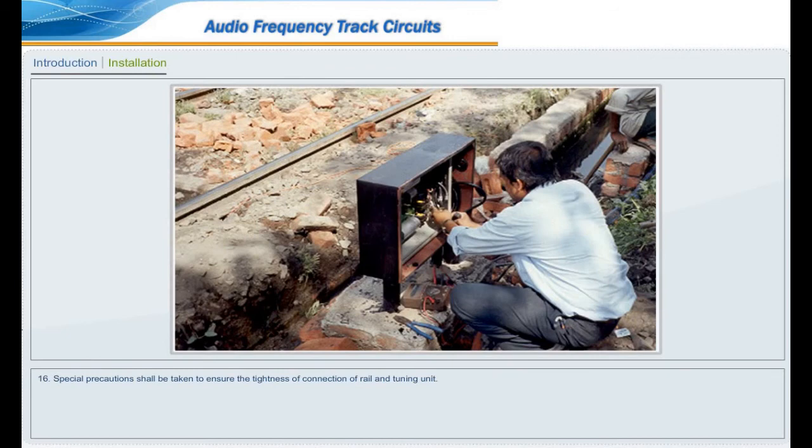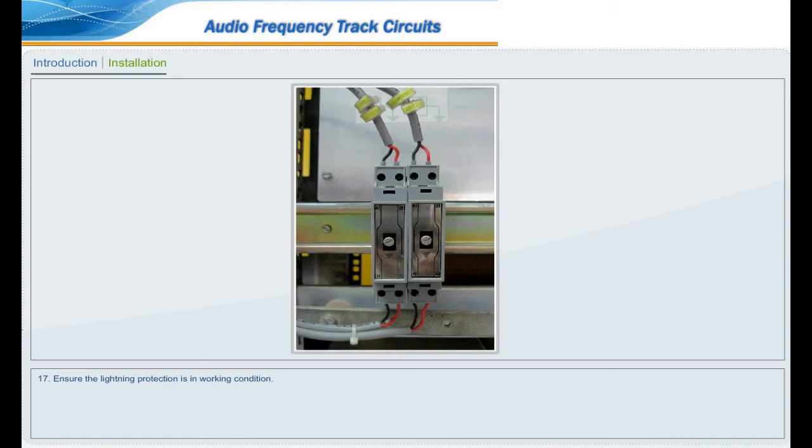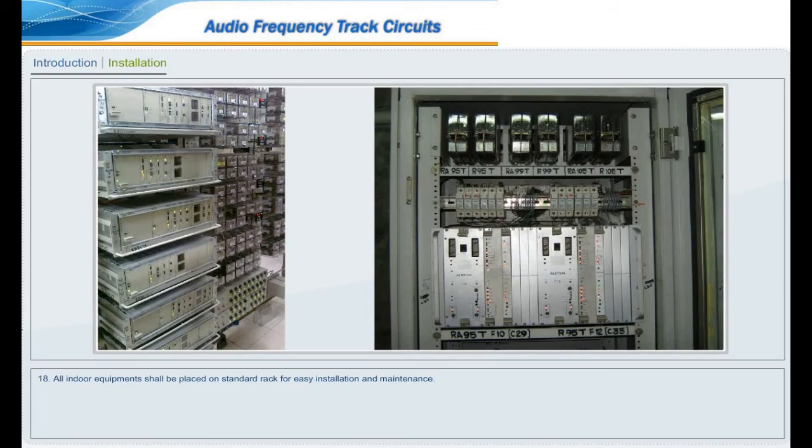Special precautions shall be taken to ensure the tightness of connection of rail and tuning unit. Ensure the lightning protection is in working condition. All indoor equipments shall be placed on standard rack for ease of installation and maintenance.